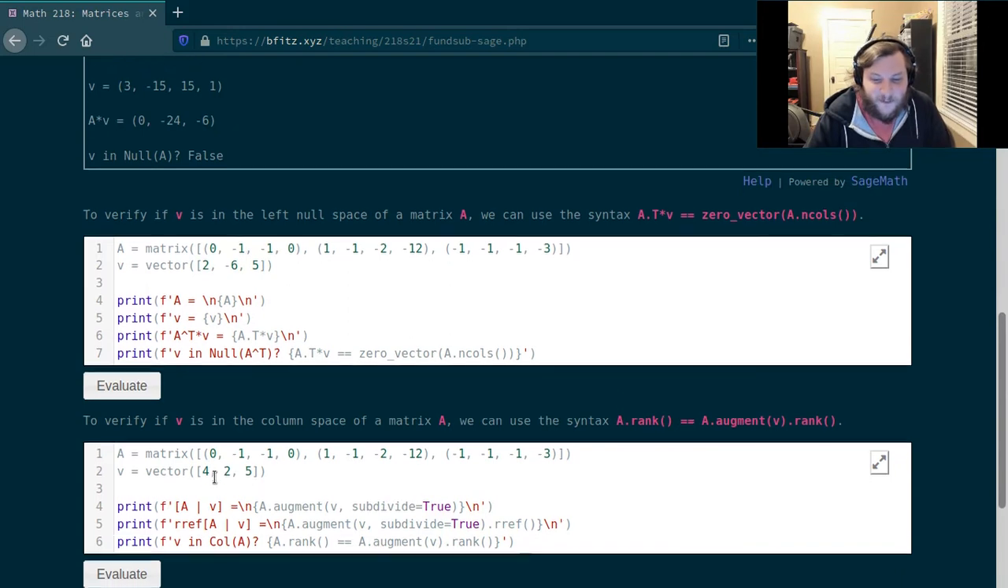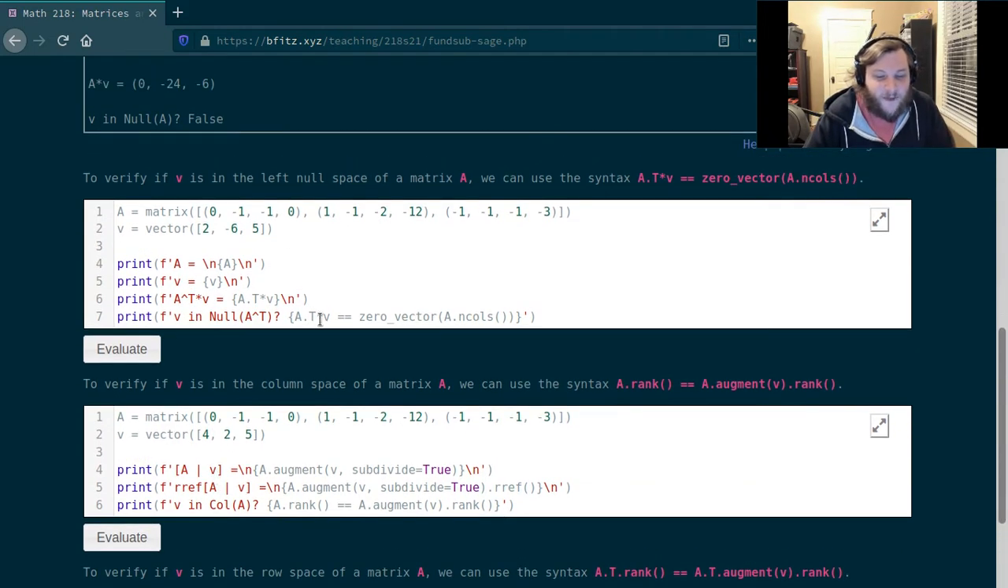What does the second block of code do here? The second block of code will tell us whether or not a vector is in the left null space of a matrix. So remember, to be in the left null space means when we multiply by the transpose of our matrix, we produce the 0 vector. So here we have almost the exact same data, except now we multiply our vector by A transpose to verify whether or not we live in the left null space. So let's click Evaluate and see what my predefined code does here.